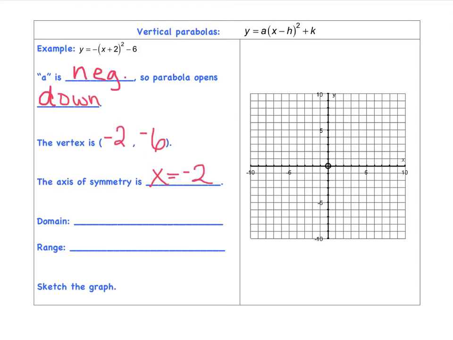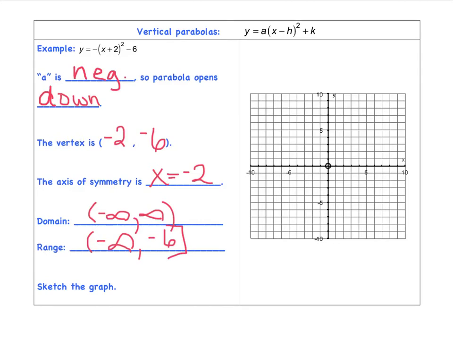Now let's talk about the domain. Now remember, for vertical parabolas, they open upward or downward. Therefore, their domain is always going to be negative infinity to positive infinity. And the range will always be the k value to infinity, or if it is a parabola that opens downward, it would be negative infinity to the k value. So since ours has a negative a value, our range would be from negative infinity to negative 6.